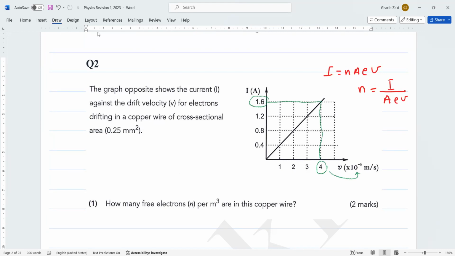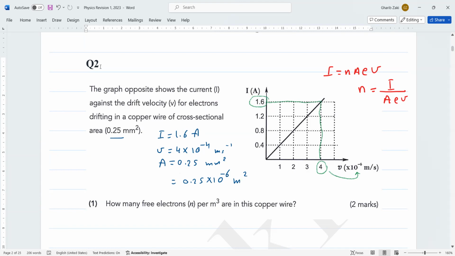We write this as given. So when the current equals 1.6 ampere, the drift velocity equals 4 multiplied by 10 to the power negative 4 meter per second. Already this is given from the graph. Also given is the cross-section area, but it is in millimeter squared. We have to convert it to meter squared by multiplying by 10 to the power negative 6. So the cross-section area equals 0.25 multiply 10 to the power negative 6 to be in meter squared.